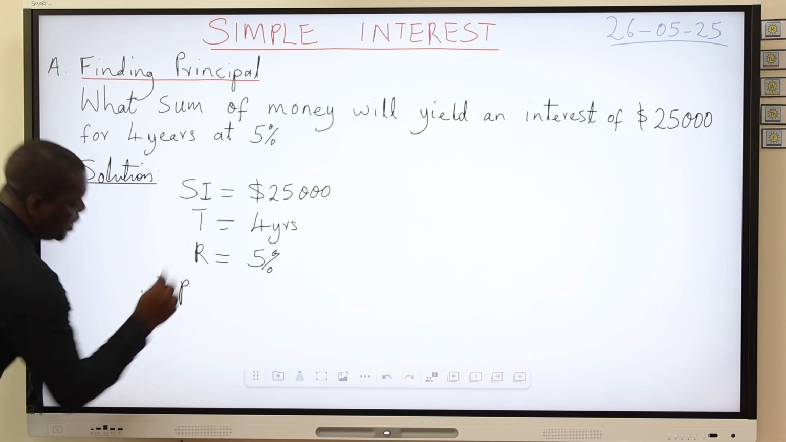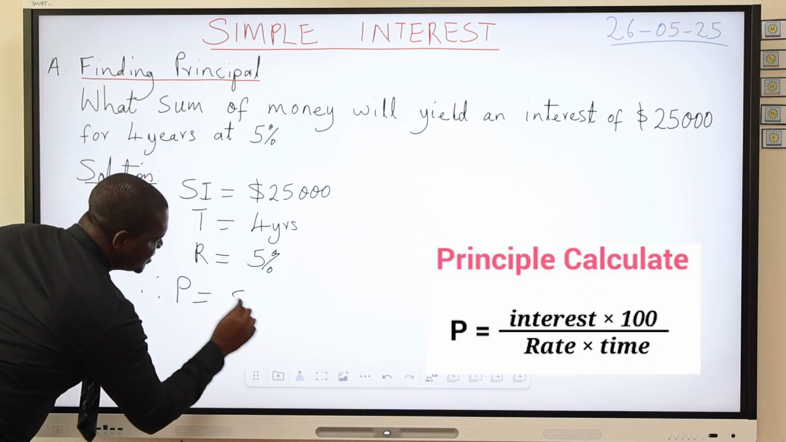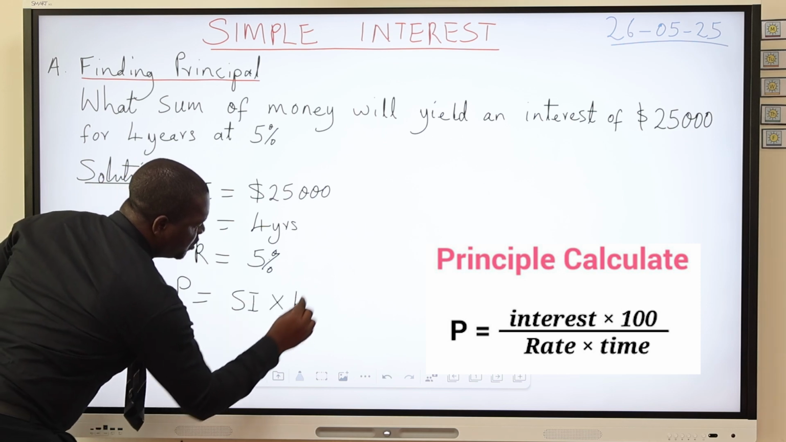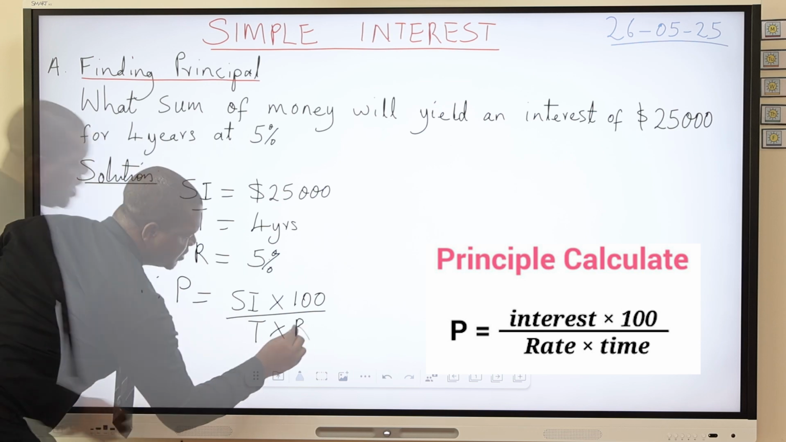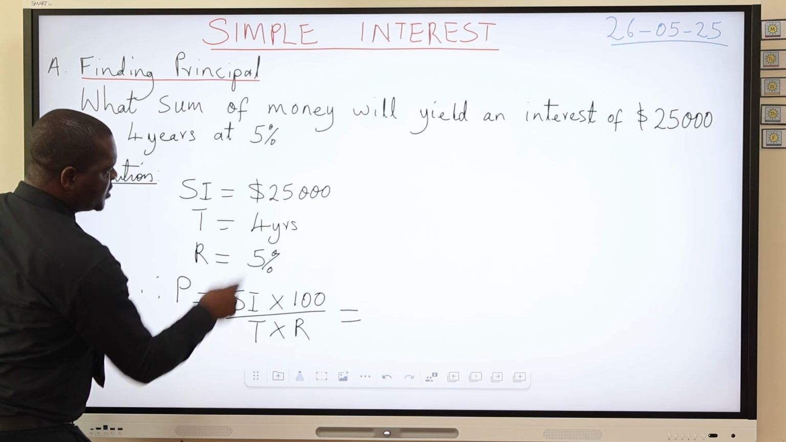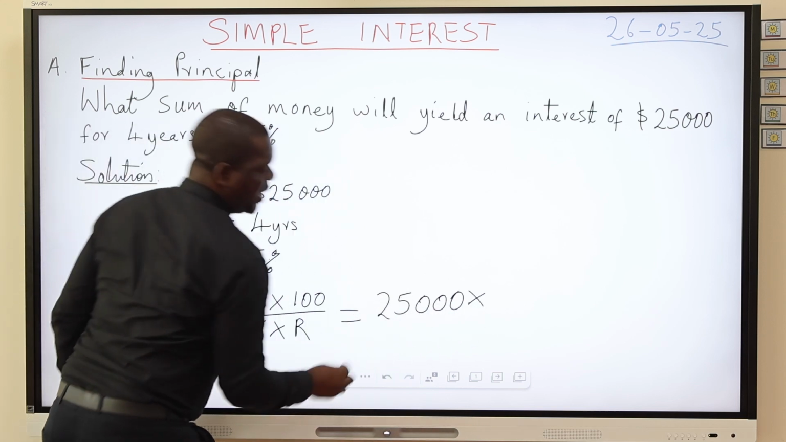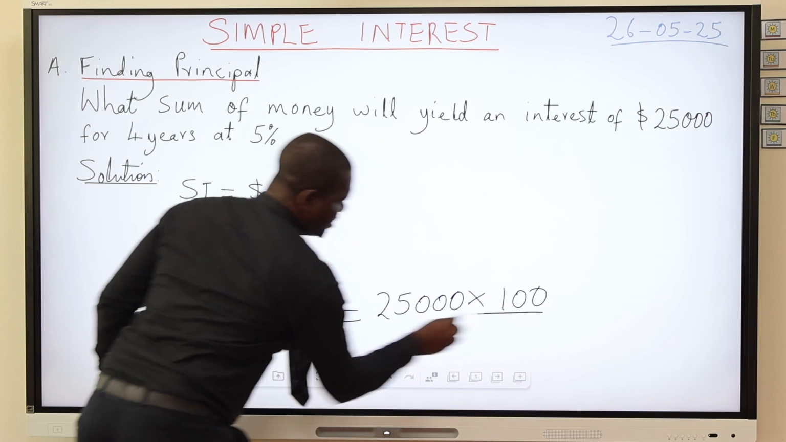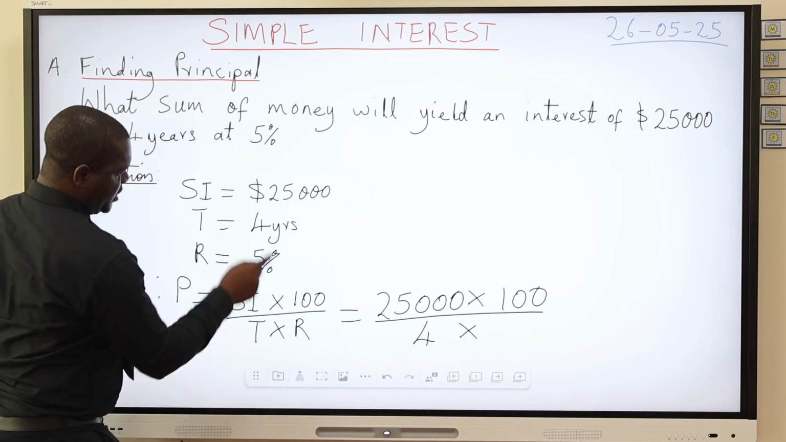Therefore, principal P will be equal to, what is the rule? The rule is simple interest times 100, all this on the time times the rate, and we have all this here, so we substitute. This is equal to, what's the simple interest? $25,000. We multiply this by 100 and express this over the time, which is 4 years, times the rate, which is 5%.